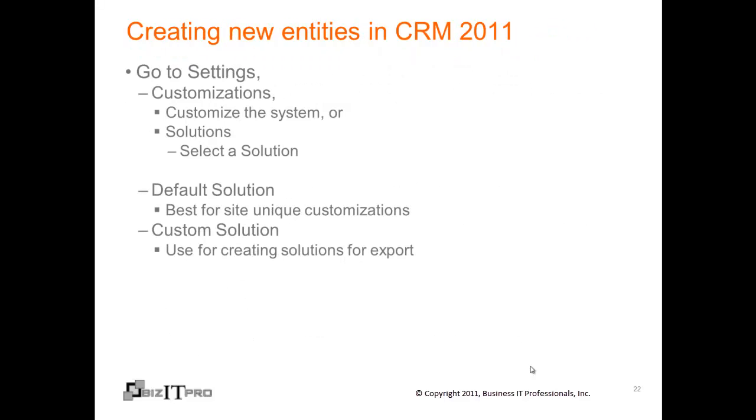Now that we know what the pieces are, let's talk about creating new entities in CRM 2011. We go to Settings, Customizations, Customize the System, or Solutions, and select a solution. The default solution is best for site-unique customizations that are not going to be transported, but we may choose to store them in a custom solution when we are planning on exporting a solution. Again, this would be covered in the Solutions segment.